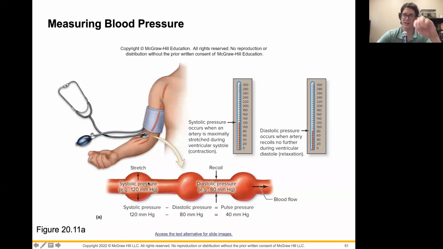So remember, systolic is the force of the ventricles' contraction. This is going to be our higher number. Diastolic is going to be the amount of pressure we have in the general shape of that particular vessel. And that is going to be our diastolic.